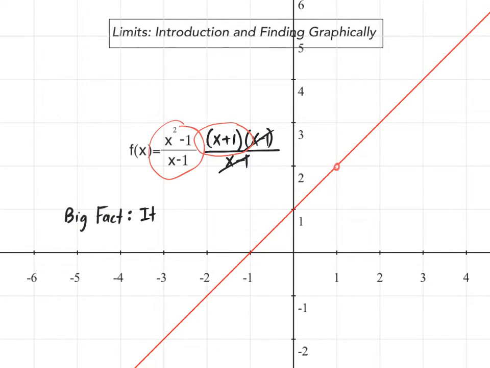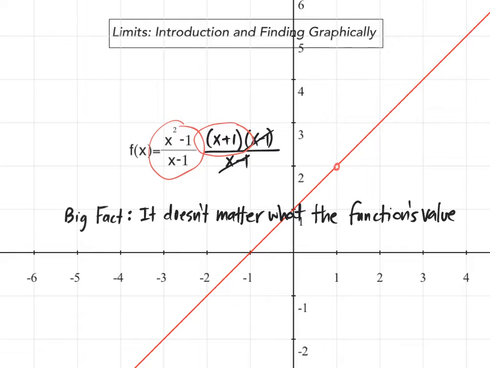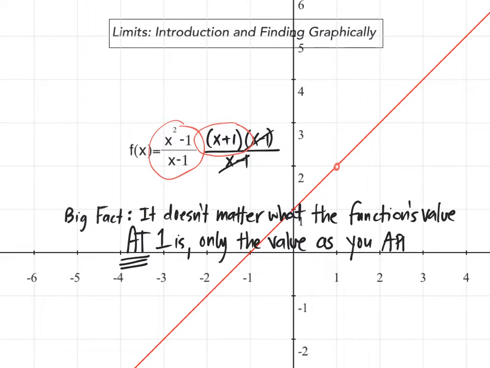It doesn't matter what the function's value at 1 is, only the value as you approach 1. So now I'll kind of try to tell you what that means.